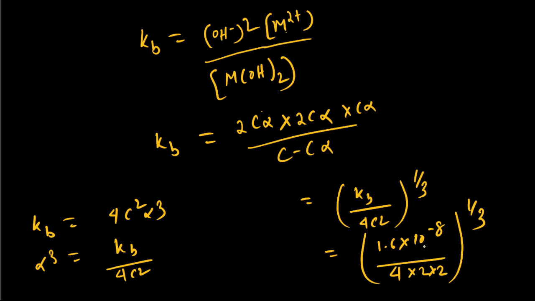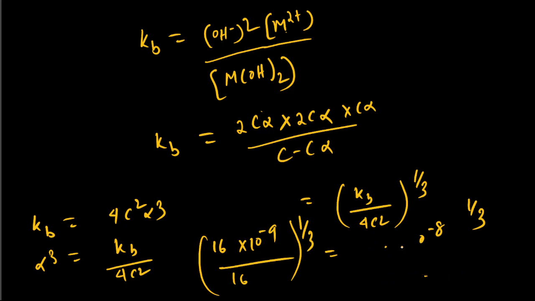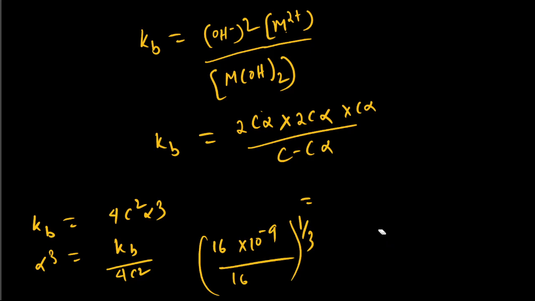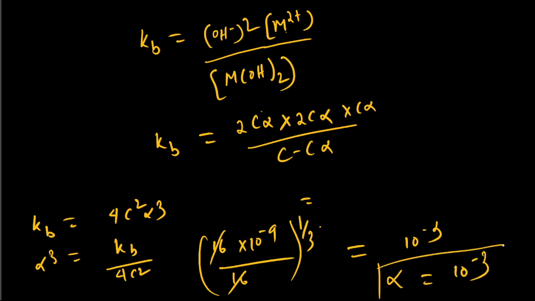If I take out this point, then I can write it as 10 raised to minus 9. And 4 into 8, that is 16 by 2 into 2. This is raised to 1 by 3. So this value will be cut, and then this is 10 raised to minus 3. So alpha equals 10 raised to minus 3.